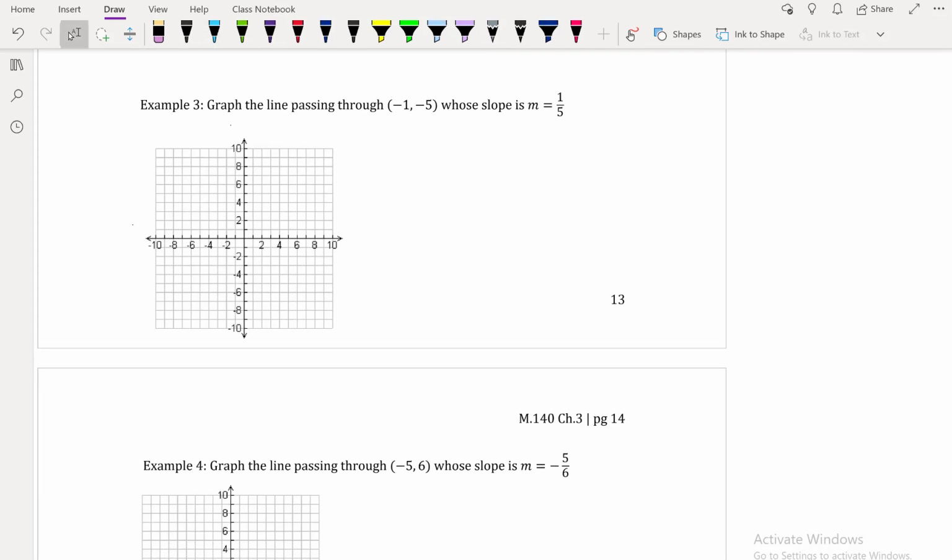Now we want to get familiar with graphing. So it says graph the line passing through this point with this slope. I have my slope. m is equal to 1/5. That tells me to go up 1 and to the right 5. My starting point would be my b value.